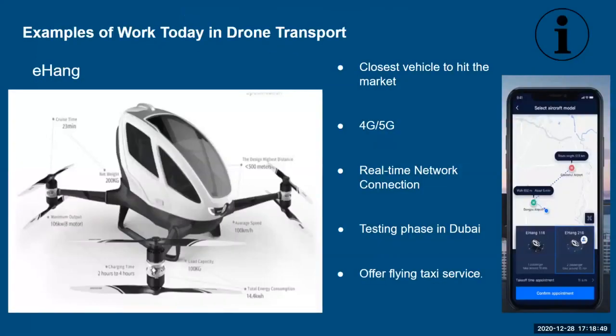I want to mention examples of today in drone transportation. The first example is Ehang. The Ehang drone is probably the closest vehicle to hit the market. Autonomous flight technology eliminates the possibility of failure caused by man-made errors. Ehang uses 4G or 5G as a standard. Thus, remote control of the aircraft and real-time transmission of flight data are possible, as with Uber technology.